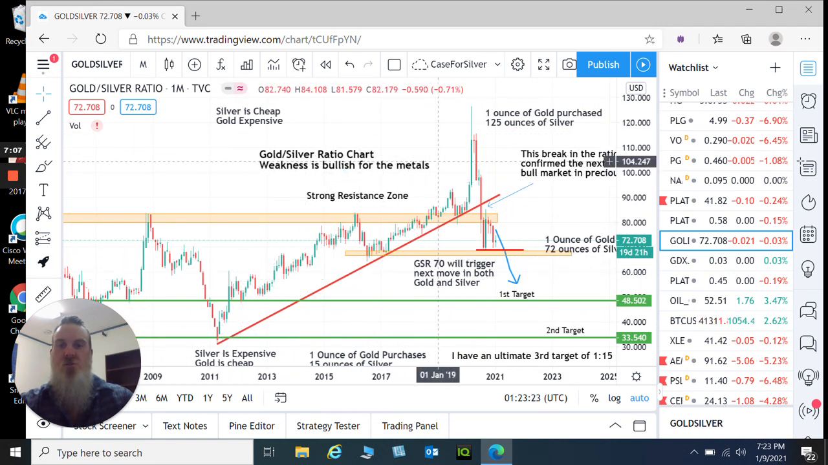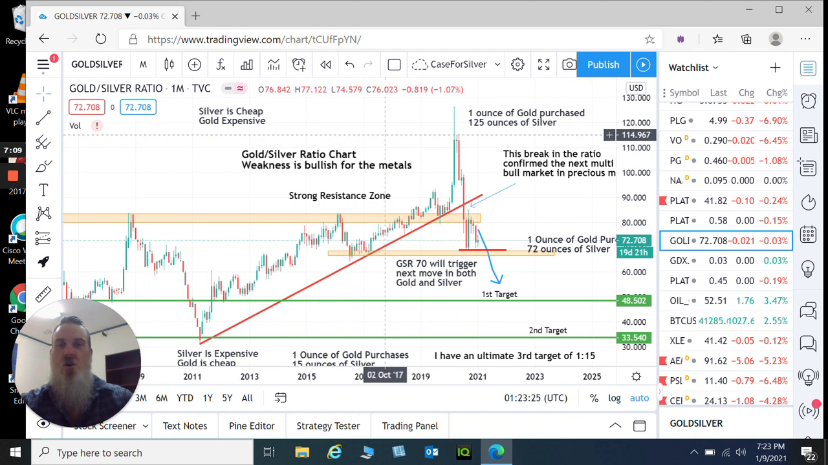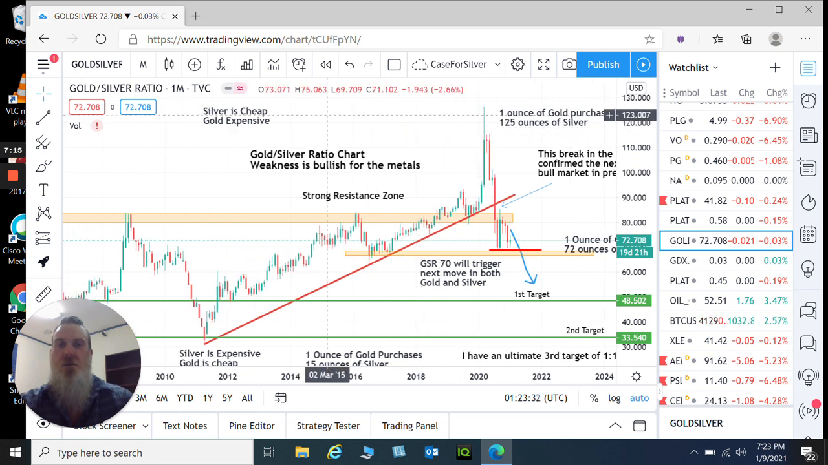Up here is the gold to silver ratio, my favorite chart of all. If I could pick one chart to follow for this bull market, it would be this one. Up here, silver is cheap, gold's expensive. Down below, silver is expensive and gold is cheap compared to each other. So we see this long-term trend line. If you follow me on Twitter, I was always watching this line. I couldn't wait for it to break.